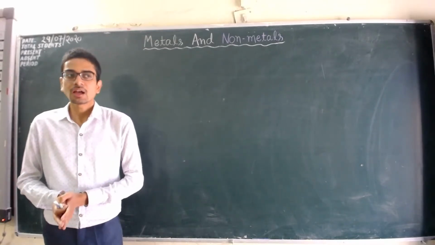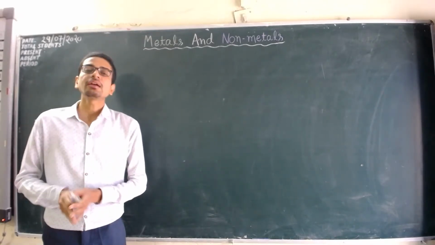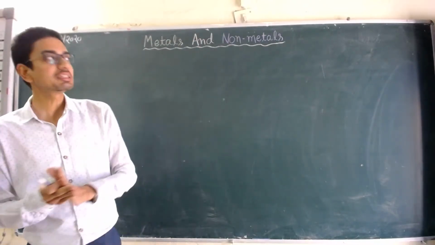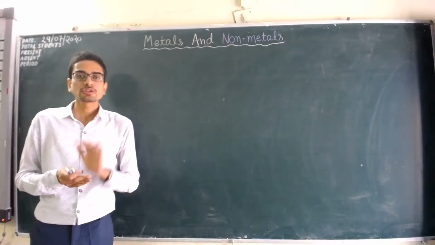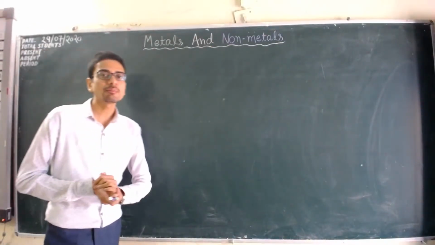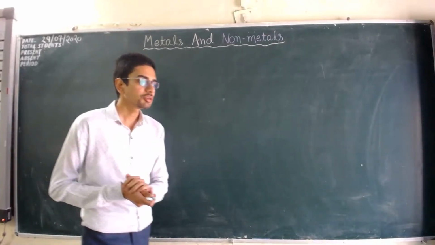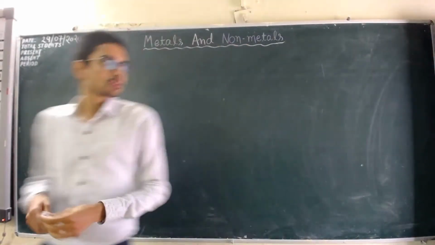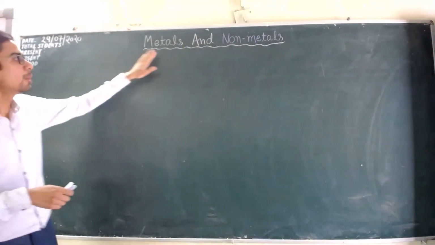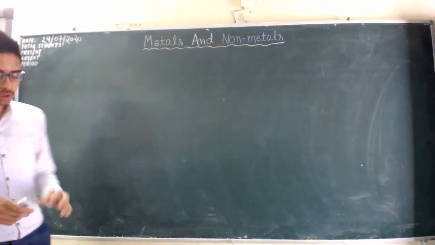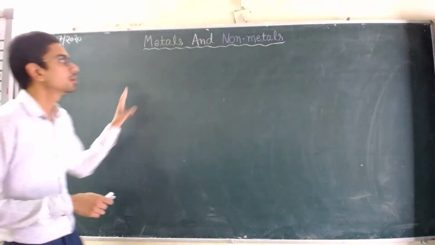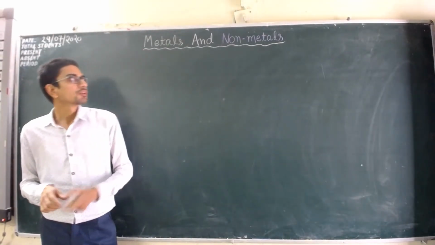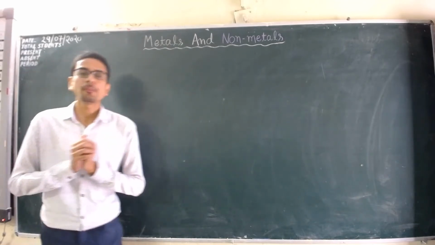So we divide elements into three categories: metals, non-metals, and metalloids. Metalloids have properties between metals and non-metals. Basically, in this chapter we are going to study metals and non-metals. First of all, we will learn their physical and chemical properties. So first we take the physical properties of metals.